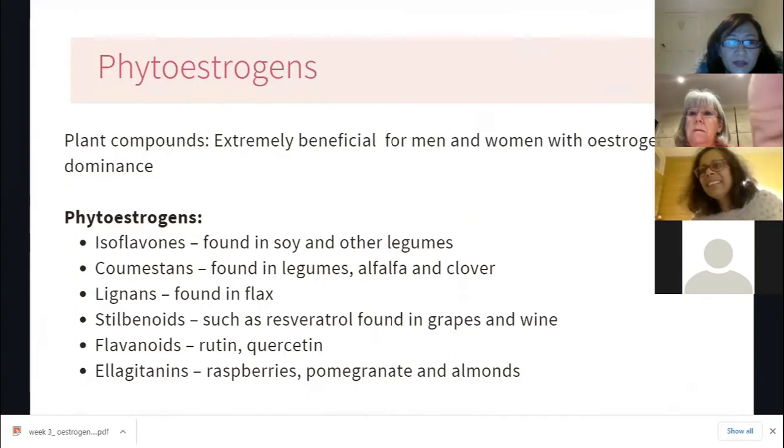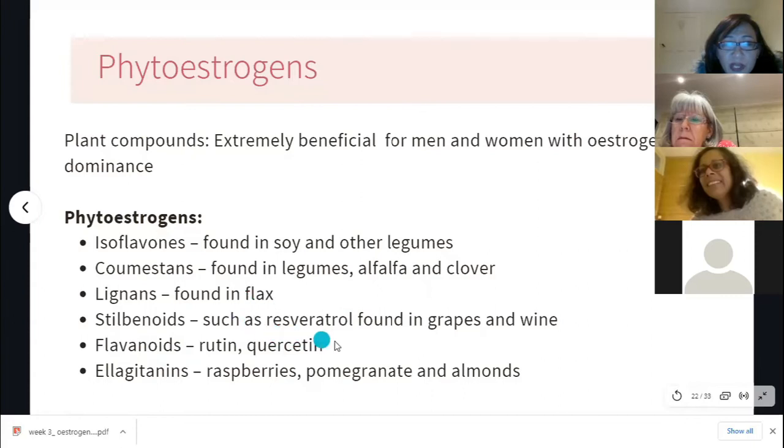Okay, so in terms of phytoestrogen, there are many categories. You've got isoflavones, which are found in soys and other legumes. You've got coumestans, which are found in legumes, like your lentils and beans, alfalfa and clover. That's why you often see clover in women's hormone-based nutritional supplements. Lignans, which is your flaxseed. Stilbenoids such as resveratrol.